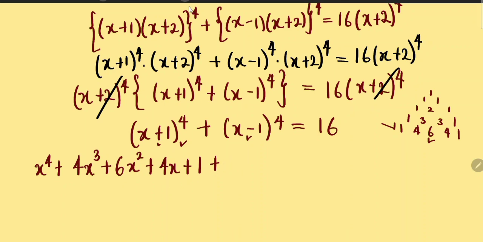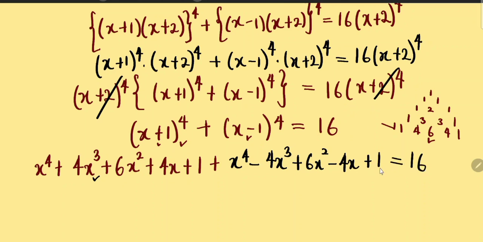What do I mean? It's going to take the same shape like this, what we first have here, but the signs are going to be alternating. That is x raised to the power 4, the minus will come first, followed by 4x raised to the power 3, plus 6x squared. Don't forget to be alternating. Then minus 4x, then plus 1. Don't forget everything is still equal to 16.